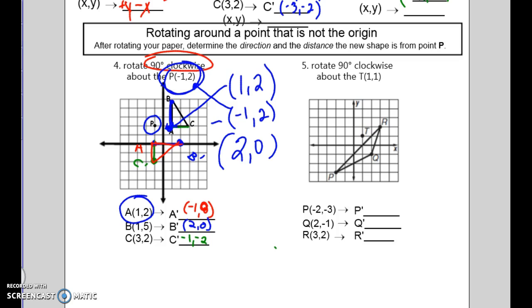So now I'm back to that origin thing. If I'm going to rotate it 90 degrees clockwise, don't I just switch the coordinates? So now I need to switch the coordinates because I can rotate it like we did in that first unit.